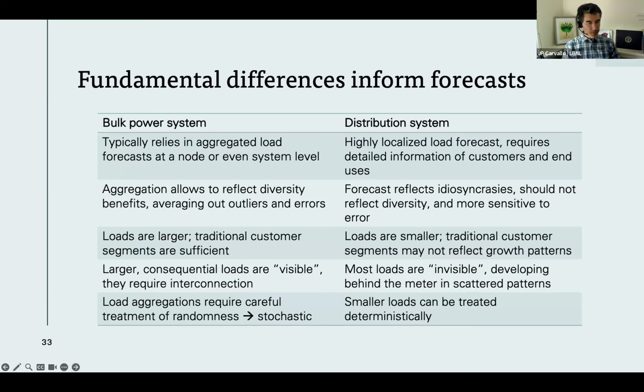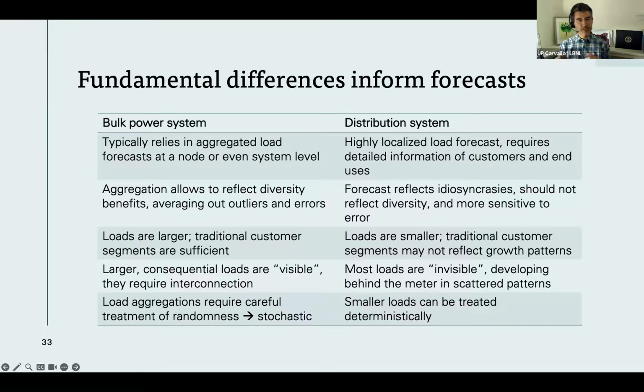Another key difference is that the loads in the bulk power system tend to be larger, even the ones that I'm not aggregating. There are many large customers or large manufacturing facilities, now data centers, that are showing up and connecting. And the fact that these loads are larger means that my traditional customer segments, in the sense of clustering all my residential customers in a single residential segment, tend to be sufficient to represent how those customers tend to behave. In contrast, in the distribution system, loads are much smaller.